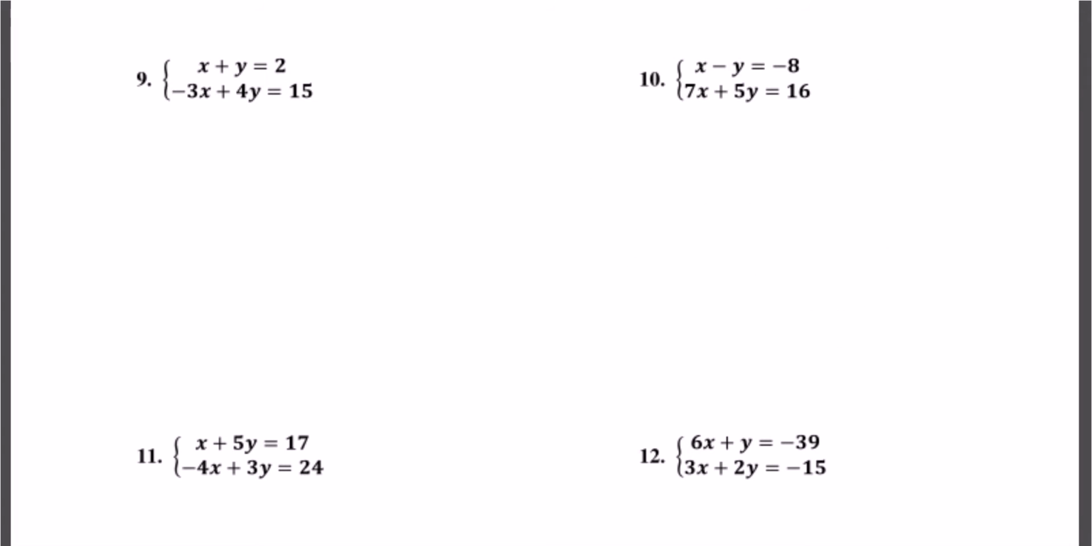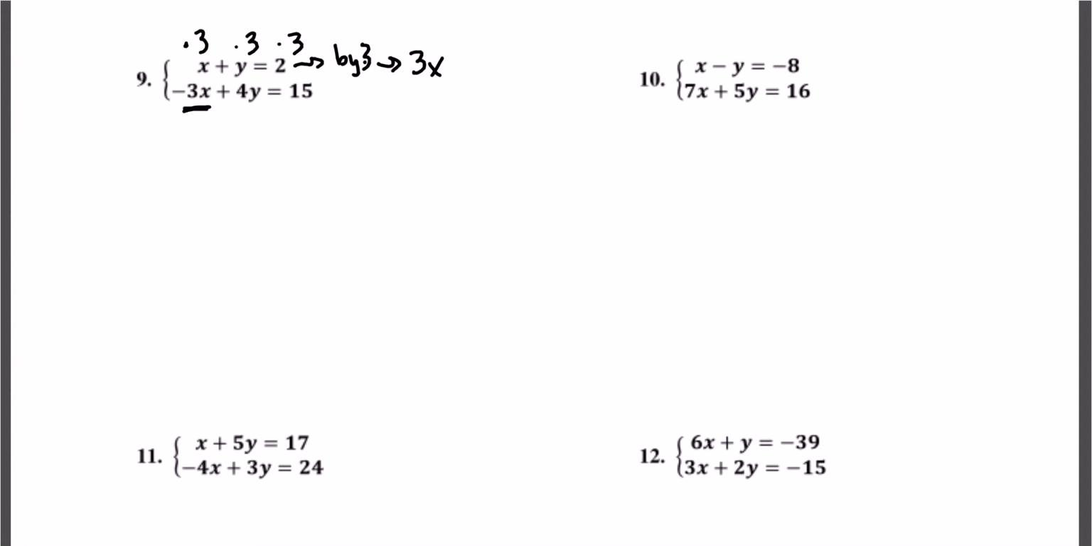Alright, number 9, very similar. Once again, I'm going to look at the x's because they're already opposite signs. And I'm going to multiply the top by 3, because if I multiply the top by 3, then I'll have 3x and negative 3x, and they will cancel. Now once again, remember you multiply everything by 3.